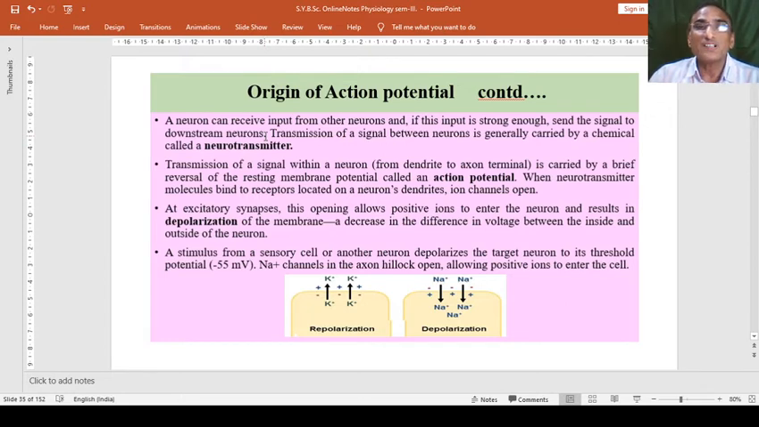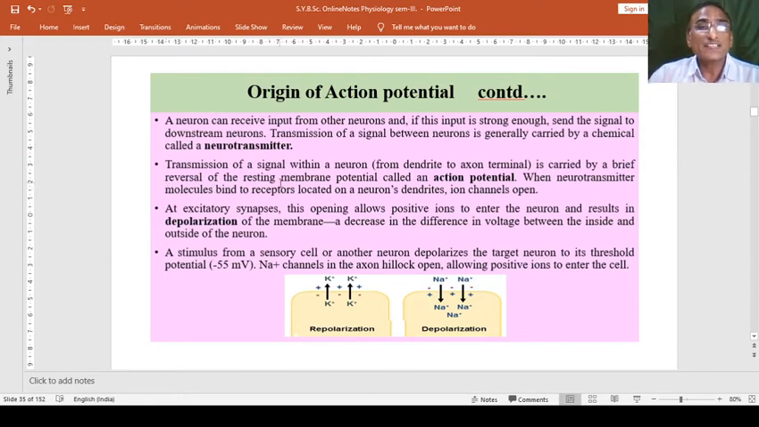Transmission of a signal between neurons is generally carried by a chemical called a neurotransmitter that we have already studied. These are the responsible material for the facilitation of action potential in the nerve cell, that is, neurotransmitters.